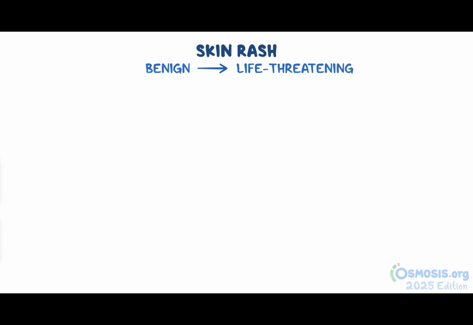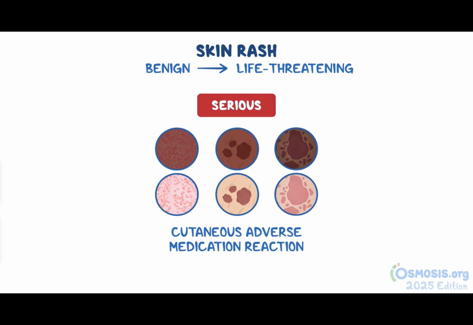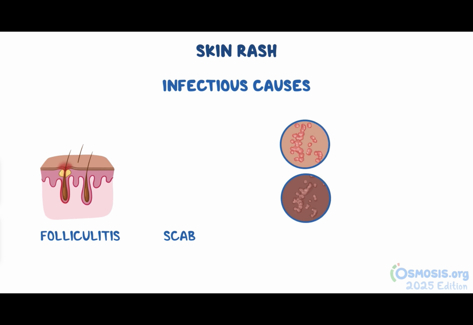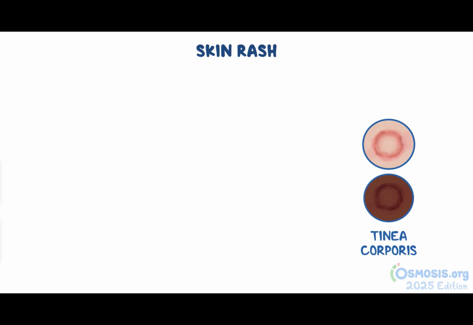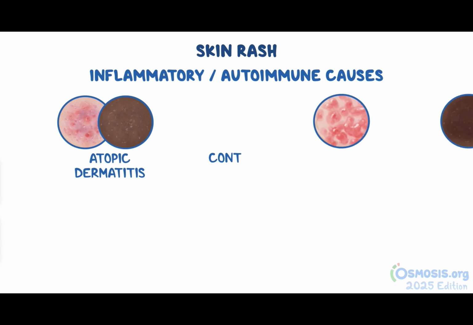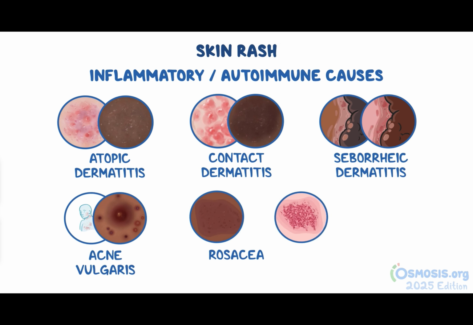Alright, as a quick recap, a skin rash is a common presentation in the primary care setting, with causes ranging from benign to life-threatening. Immediately identify the most serious cause, a cutaneous adverse medication reaction. If an adverse medication reaction is not present, assess for infectious causes such as folliculitis, scabies, shingles, and tinea corporis. If infections aren't present, evaluate for inflammatory or autoimmune causes such as atopic dermatitis, contact dermatitis, seborrheic dermatitis, acne vulgaris, rosacea, and psoriasis.